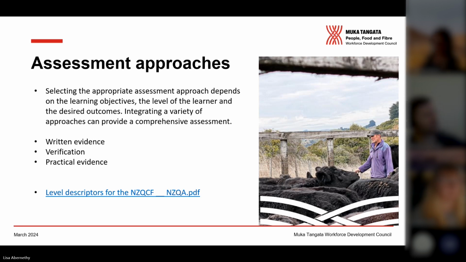Obviously, you can always contact us with further information, or obviously the NZQA website, which I will send the link out for that. And also the level descriptors. So this will have an influence over your assessment approach, and it clearly describes the different levels and the expectations for that learner, which obviously will help to reflect in the assessment and activities.